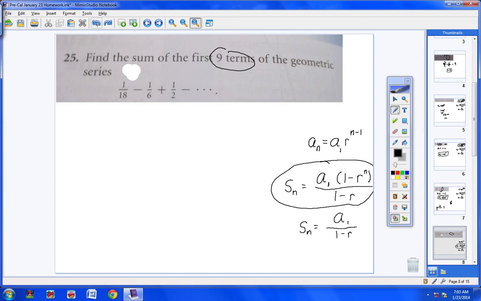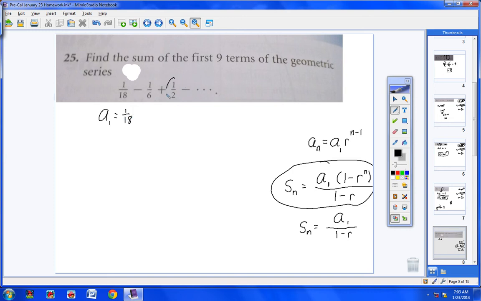Okay, so we are going to use this formula right here that's circled, because we do know how many terms we're adding. And notice, to use this formula, we have to know what the first term is, and we have to know what r is. Now we know what the first term is. The first term is 1/18. We do not know what r is.